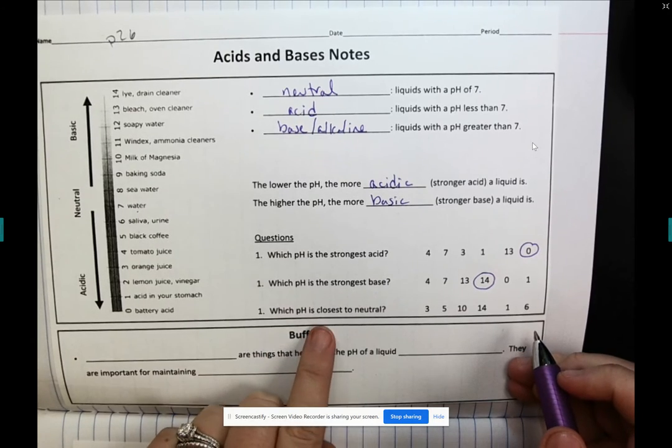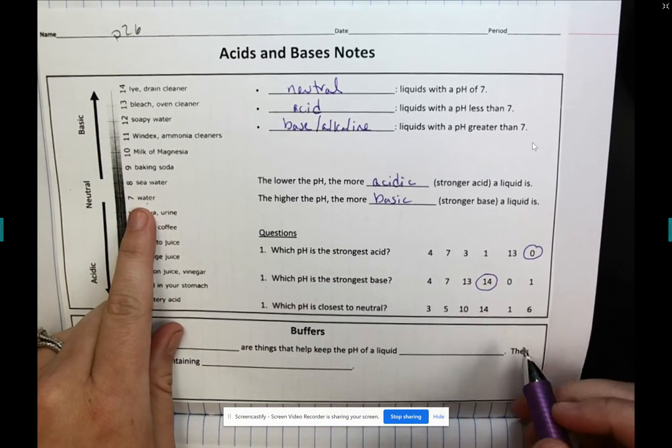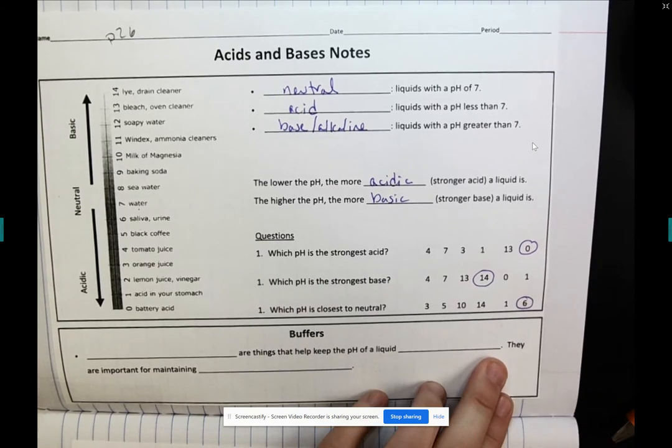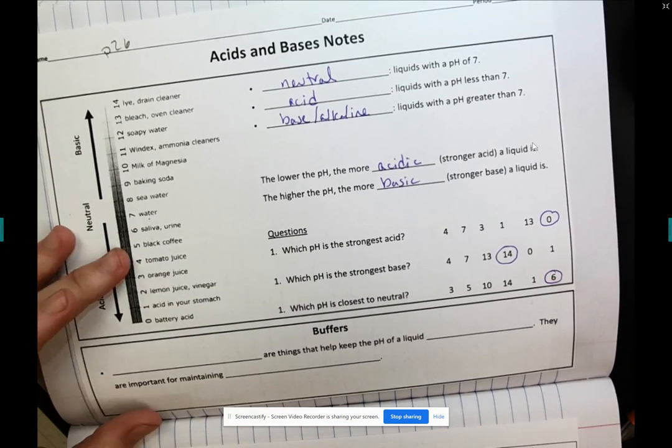And which pH is closest to neutral? Well, I know neutral is 7. That's not an option, so I have to pick 6. So there we go. At the bottom, talking about buffers.